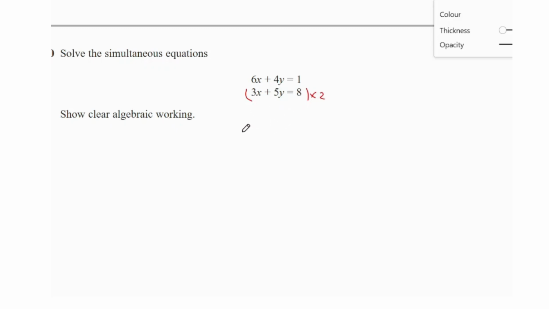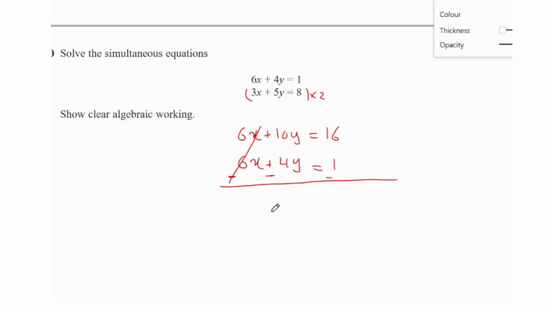So when you times it by 2, you will get over here 6x plus 10y is equals to 16. I'm going to write down the other equation, 6x plus 4y is equals to 1. Now we're going to do take away. So change the sign. If you change the sign, we get here minus, minus, and minus. So 6x minus 6x cancel out. 10y minus 4y is 6y, and 16 minus 1 is 15.